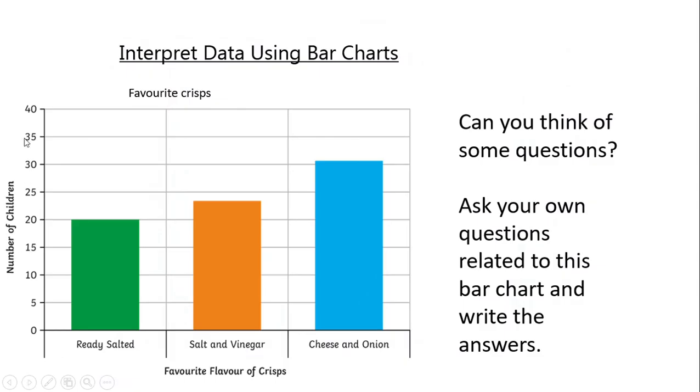Let's take a look at another bar chart based on favourite crisps. So this is another sample of children who were surveyed. Let's take a look at our X and Y axes. Here we have on our X axis the favourite flavours of crisps. Only 3 were used: ready salted, salt and vinegar and cheese and onion. On our y-axis, our vertical axis, we have the number of children. Our scale goes up in intervals of 5.